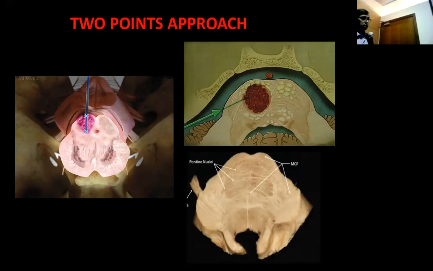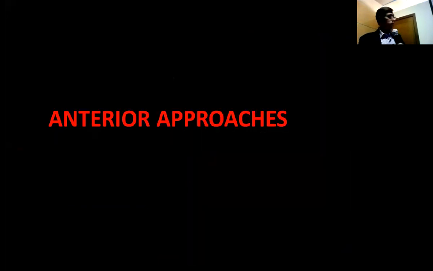But here in the pons, for example, this is the point and this is where it comes to the surface. If you come this way, you will damage the pyramidal tract. So you will come this way. So there is a sort of modification that you want to make to decide which approach you want to use.